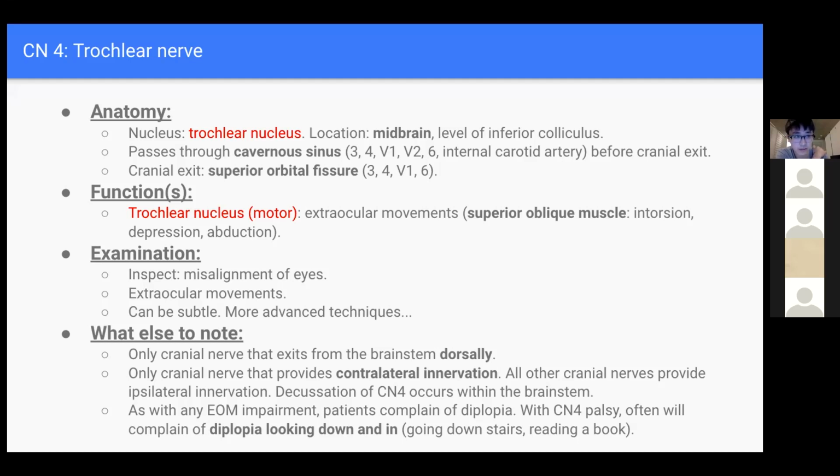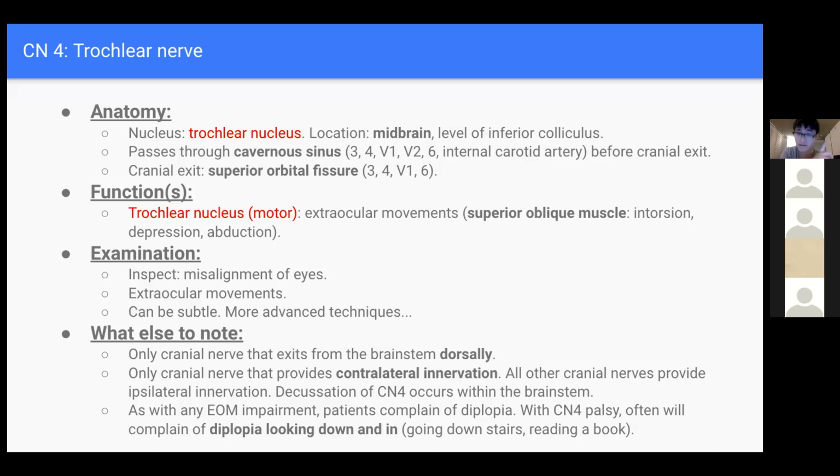What's important to note, so CN4 has a couple of interesting trivia facts that often get quizzed on. It's the only cranial nerve of the 12 that exits from the brainstem dorsally. Everything else exits either ventrally or laterally. This one comes out from the back of the brainstem. It's also the only cranial nerve that provides contralateral innervation.